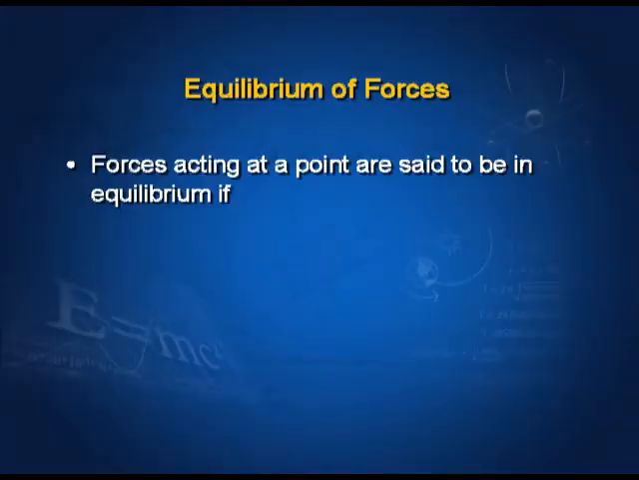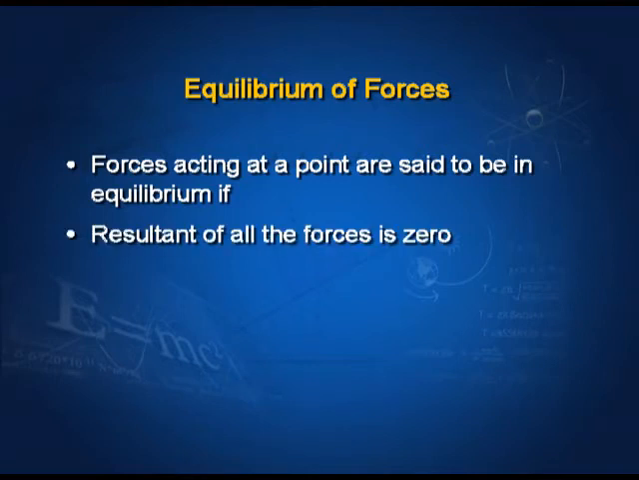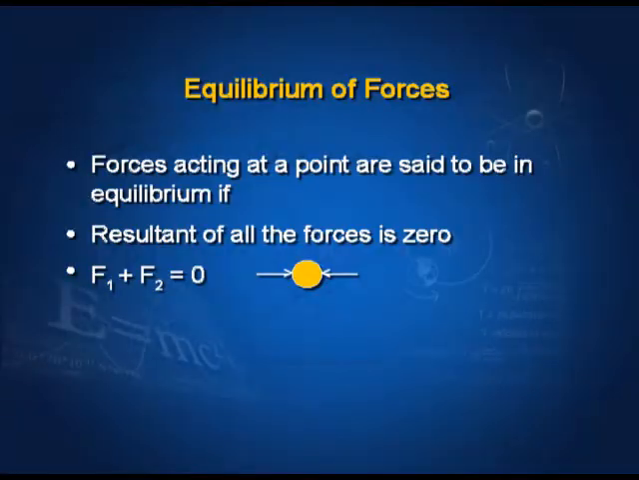Equilibrium of forces. Forces acting at a point are said to be in equilibrium if the resultant of all the forces is 0. If for any object only two forces F1 and F2 are acting and the two forces are in equilibrium, then F1 plus F2 equals 0.